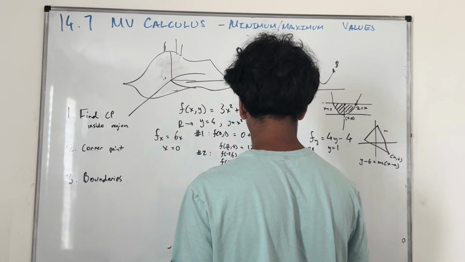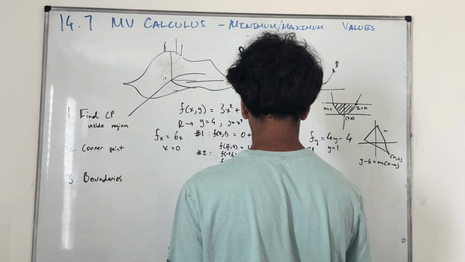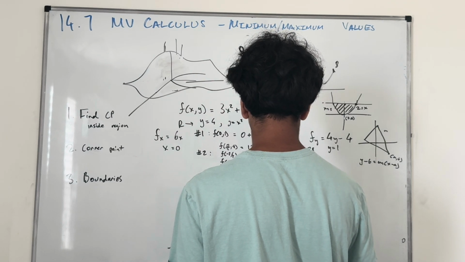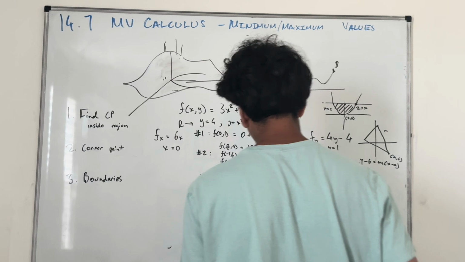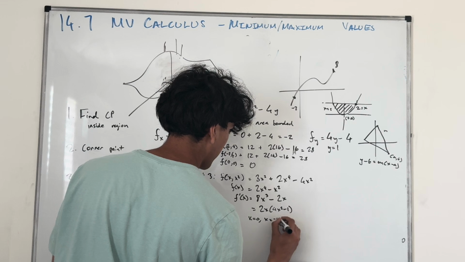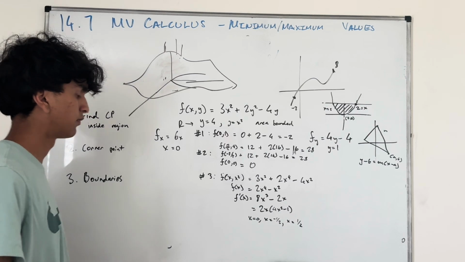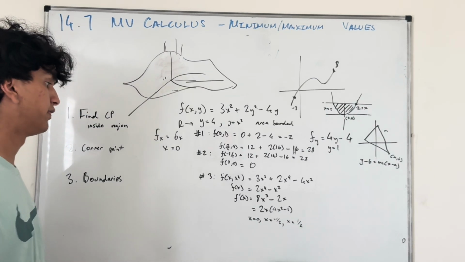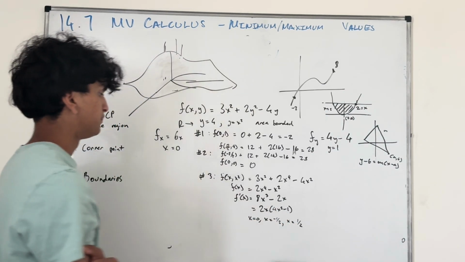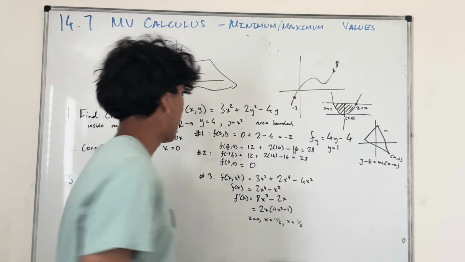So f prime of x equals 8x cubed minus 2x, and then I can factor out a 2x, so I get 2x times 4x squared minus 1. If I solve this out, I get x equals 0, x equals negative 1/2, and x equals 1/2. I got that from setting this equal to 0 and then solving for x. I've already tested x equals 0, but now I have negative 1/2 and 1/2.